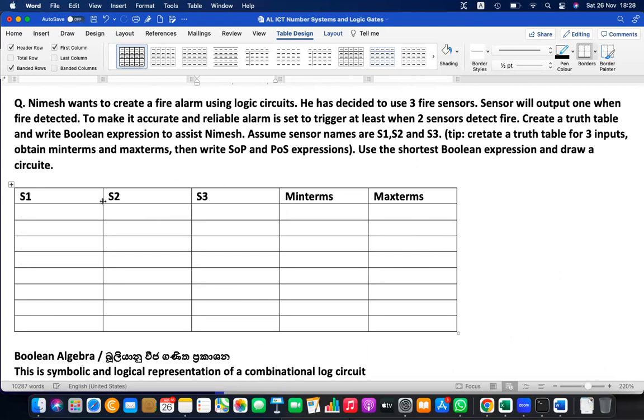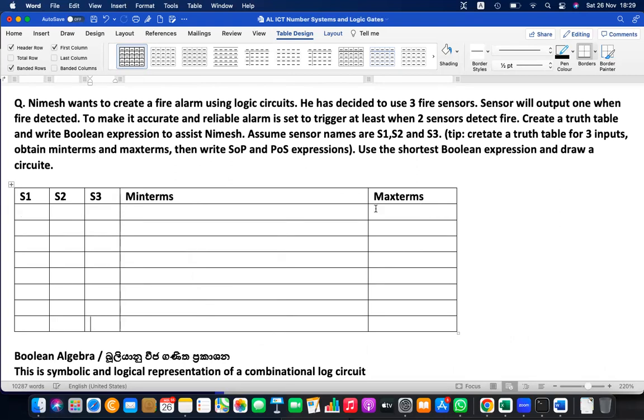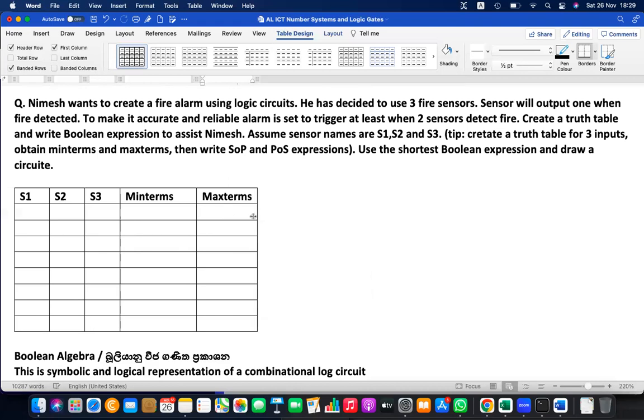Okay, so then let's reduce the size of this: S1, S2, S3. One thing is you can write the relevant min terms only and relevant max terms. Or you can write all the min terms, all the max terms, and select from that what are the needed ones. So I'll write everything and then highlight the required ones.